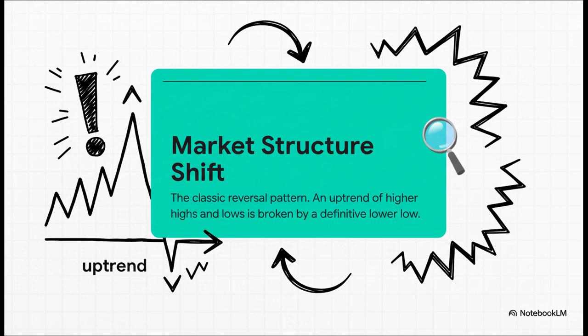The easiest way to think about it is like a staircase. An uptrend is just a series of ascending steps, right? You've got your higher highs and your higher lows. Well, a market structure shift is when that staircase suddenly breaks. You get a really definitive move to a lower low, and that is a huge signal that the whole trend might be about to change direction.